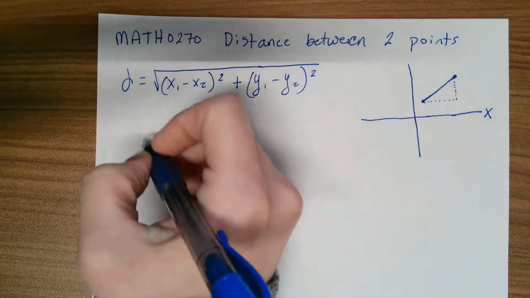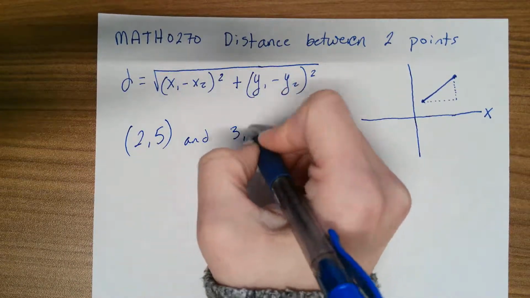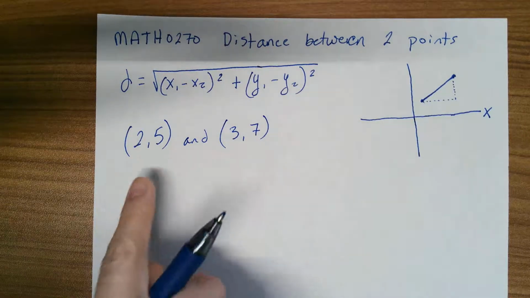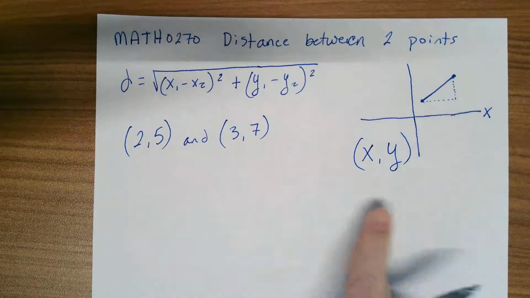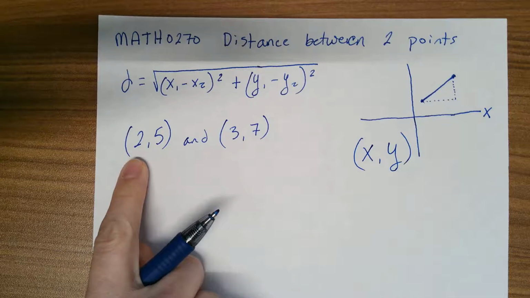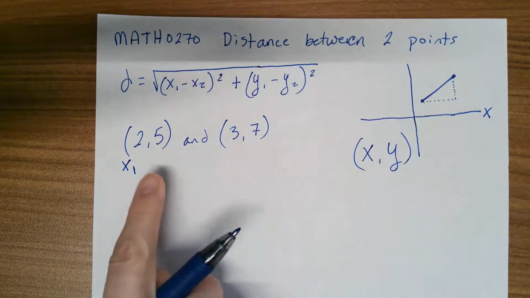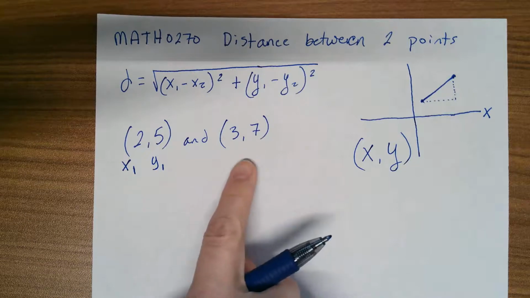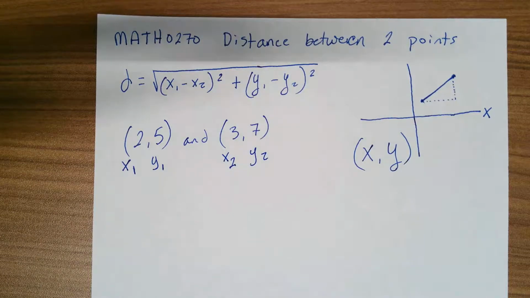So if we have 2 points, let's say I have (2, 5) and (3, 7). These are my 2 points. Remember that a coordinate, that's what these are, points or coordinates, is x, y. That's what a point is. So here 2 is an x value. I can make it x1 or x2, it doesn't matter. I'm going to say it's x1. And so 5 is my y value, so I'm going to call it y1. And for my second point, I'll let this 3 be x2 and 7 will be y2. There we go. So I have my x1, my y1, my x2, my y2.